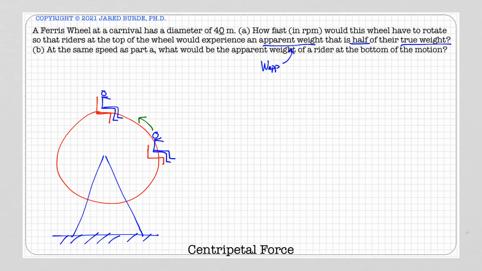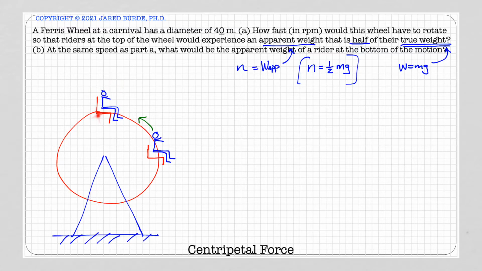So in this situation, the apparent weight, W apparent, is actually the normal force that the person would feel, right? The normal force is your perception of your true weight. Your true weight is mg. That's the earth pulling on you, and the earth pulls on you whether you feel like you're being pulled on or not, right? Even if you're falling in free fall, you feel weightless, but the earth is still pulling on you, so your true weight is still mg. So what this is saying is that the normal force should be half the true weight. This is the relationship that we're shooting for.